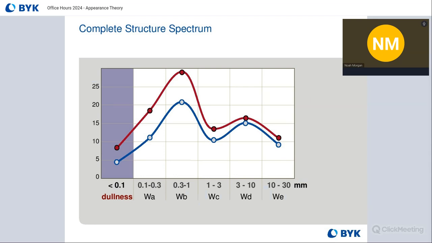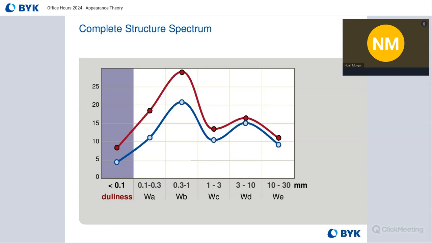So by adding the dullness value, we then get the complete structure spectrum that the WaveScan measures. So we can measure structure size from less than 0.1 millimeters, which is our dullness, all the way up to 30 millimeters. So this encompasses the dullness, the WA, the WB, WC, WD, and WE scales. The scales go from 0 to 100, where the lower the number, the better.